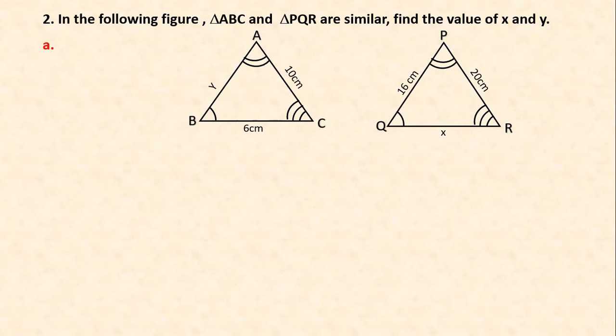First try to say the corresponding angles. Angle A is equal to angle P. Angle B equals angle Q, and angle C equals angle R. Very simple, the symbols are also the same, easy. A equals P, same symbol, and angle C equals angle R, and angle B equals angle Q, right? No confusion.